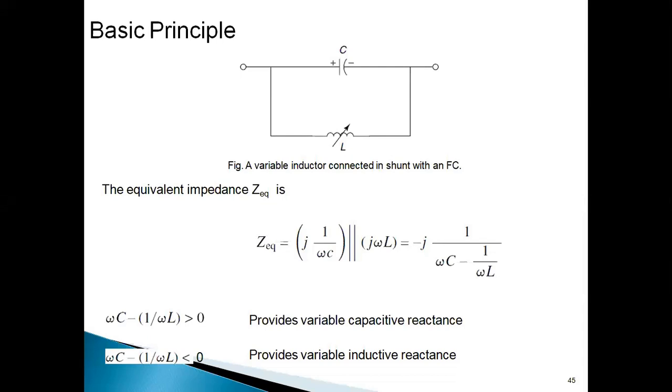When I say it can generate as well as absorb reactive power, two modes are required: capacitive mode and inductive mode. Here also, TCSC is able to have a continuous control of line reactance with two modes: variable capacitive reactance and variable inductive reactance. For that, I have given this condition, you can look into it.